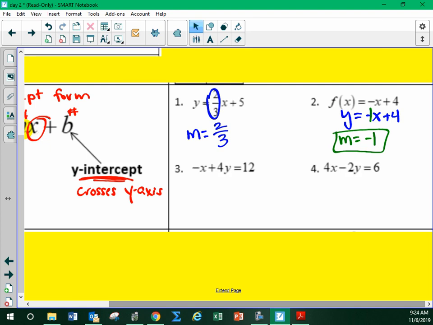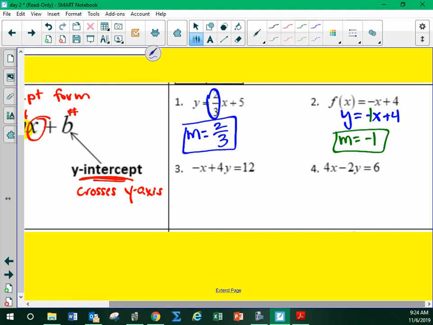For the bottom one, we have to solve, right? We do. So for 3 and 4, y is not alone. So we have to first get y by itself before we can find the slope, which is why it was important last unit that you were able to get y by itself, because now we need it to find something else. So we want to get 4y by itself. If I have negative x, how do I get rid of that? Good, plus x.